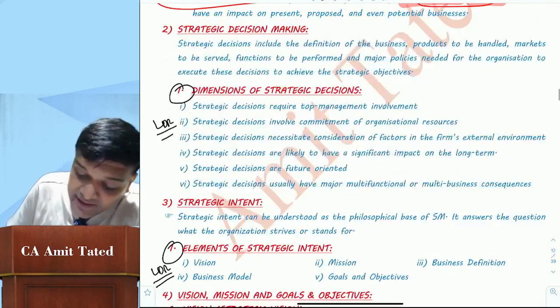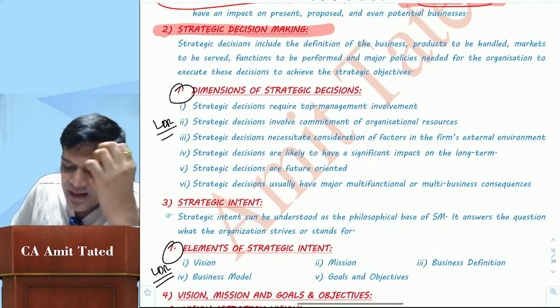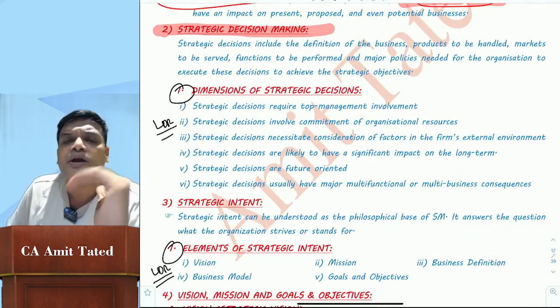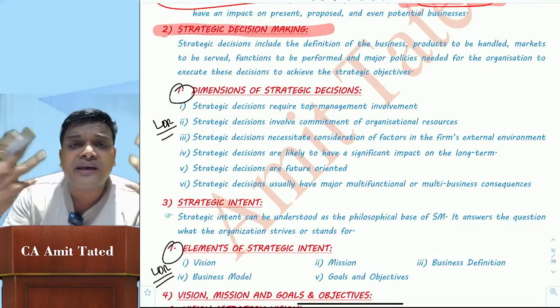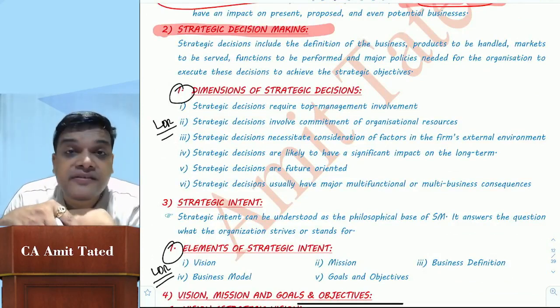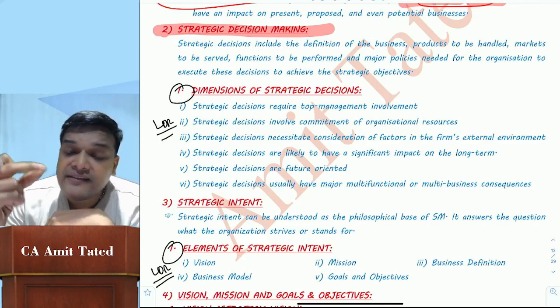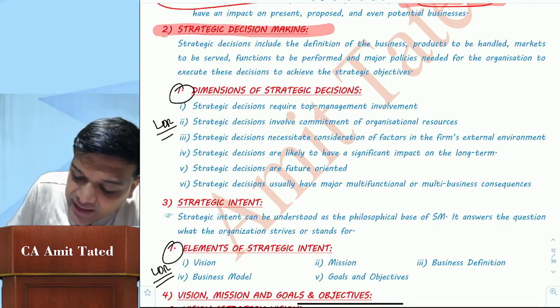Next point is strategic decision making. What is strategic decision making, Malik? Strategic decision making is a very conceptual point. Decision making is required when you have options. Now please understand strategic decision making. Look at the screen or your notes.